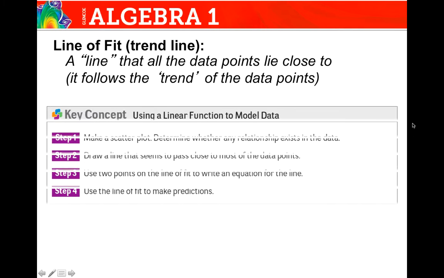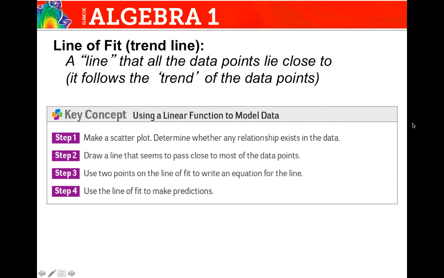And steps for doing a line of fit. So you'll make your scatter plot and determine where any relationships in the data exist. This is where you look at that correlation. Is it positive, is it negative, or does it look like the starry sky and there's nothing that you can see as a trend? Next step, you'll draw a line that seems to pass close to most of the data points. If you can get it to go through some data points, that's great. If you can't, get them as close as possible, and we can find reference points on the coordinate plane.